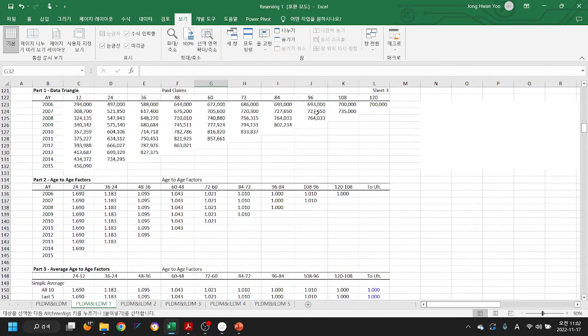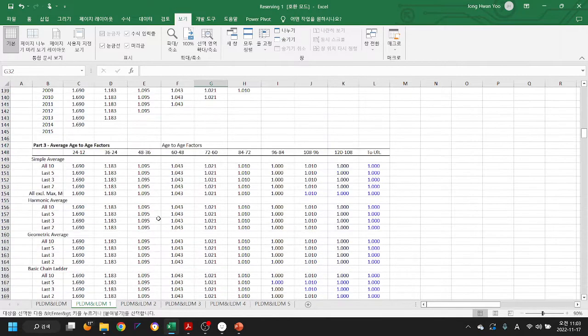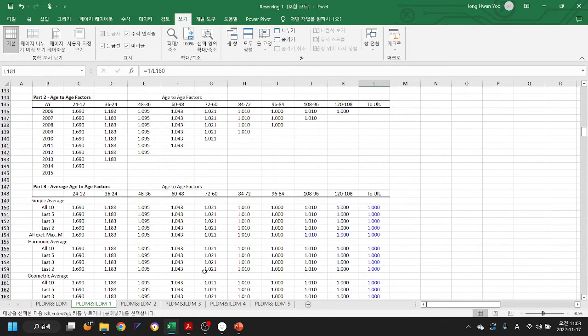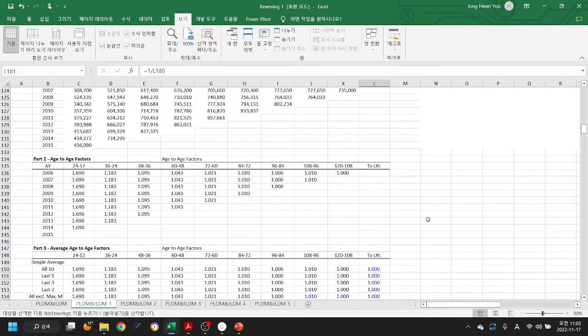So here I artificially create the paid loss triangle, and it looks all the same, age to age factor. So if I take the most recent 5, most recent 10 or whatever, because it's all the same, you end up with the same payment ratio. This is, I would like to call it, the steady state.